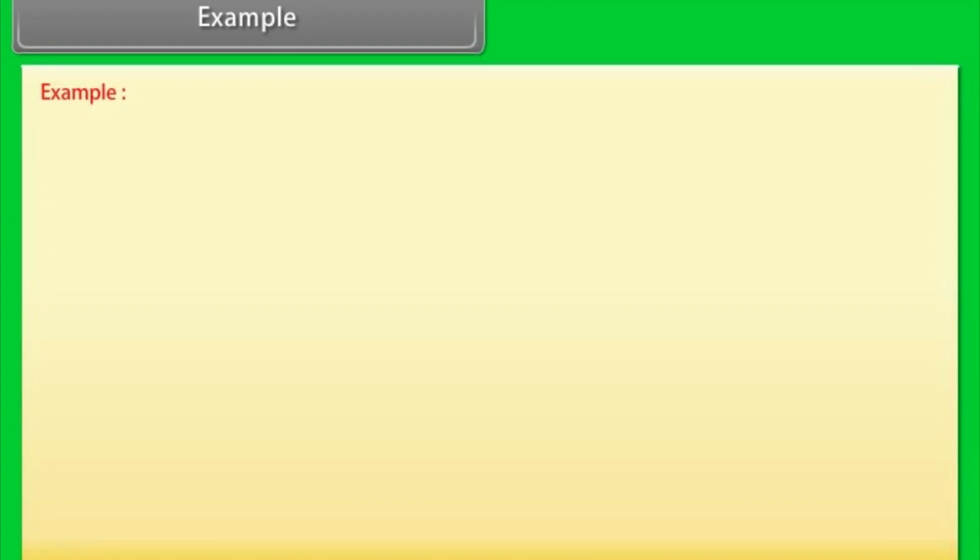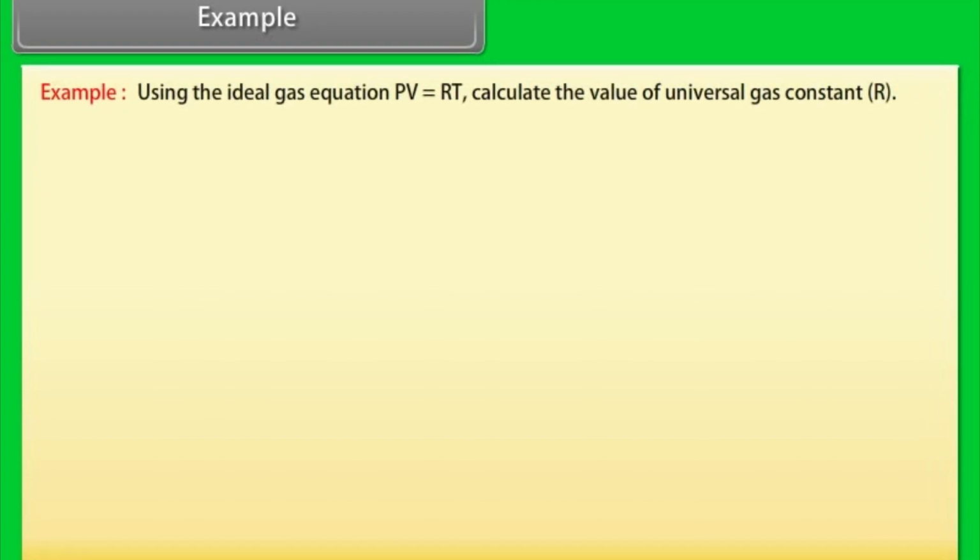Example. Let's take an example of kinetic theory of an ideal gas. Using the ideal gas equation, PV is equal to RT, calculate the value of universal gas constant. Let's see the solution. We have V is equal to 22,400 into 10 to the power minus 6 meter cube, T is equal to 273 Kelvin.